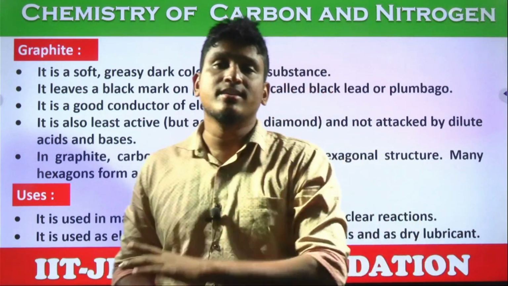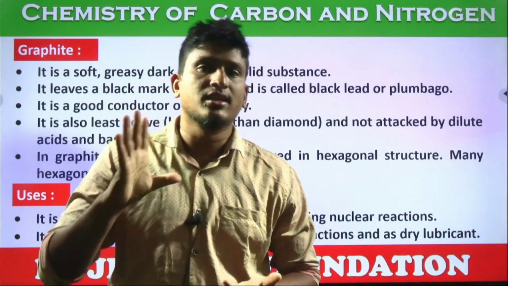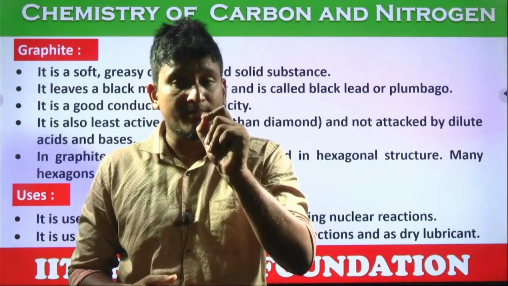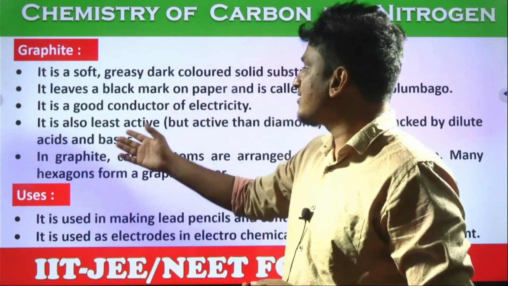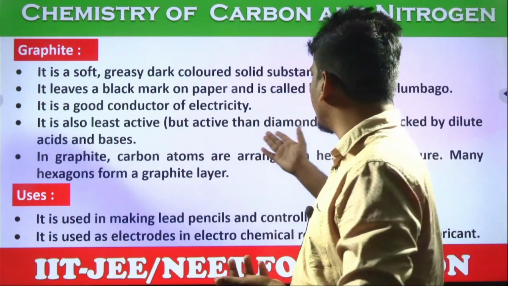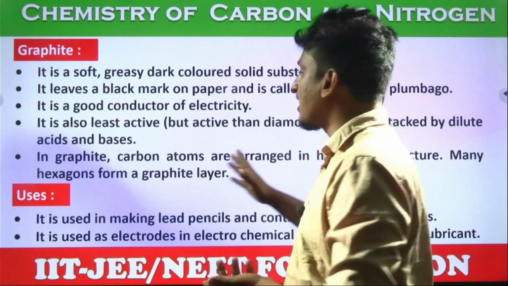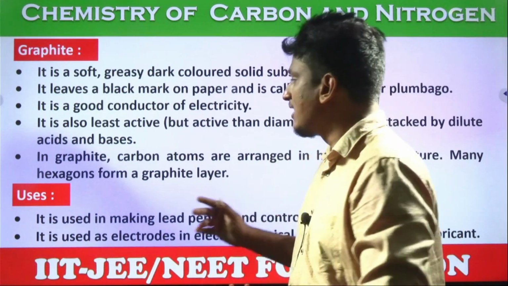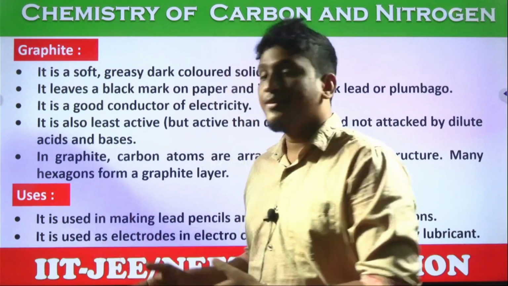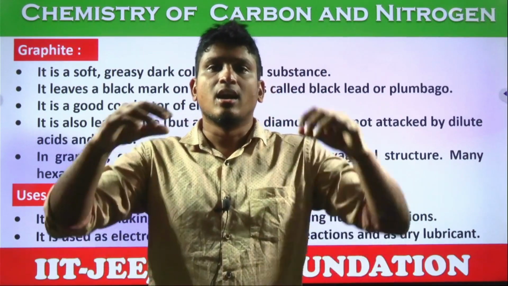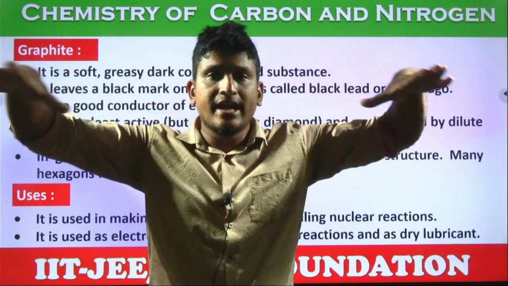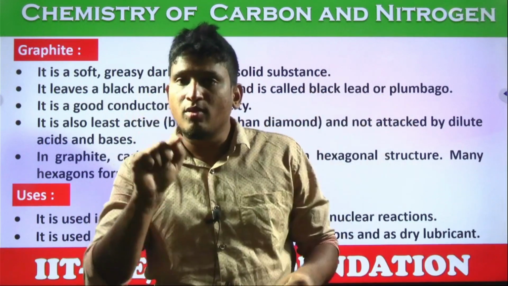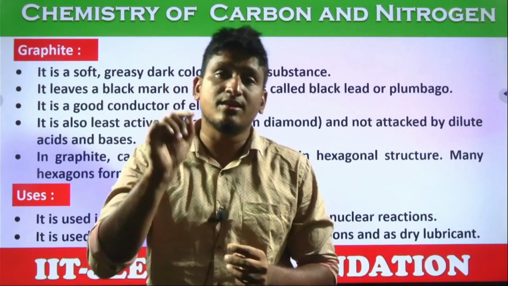This pi bond is the reason for the conduction of electricity, as well as why it leaves a mark on the paper, because this pi bond can easily break. So it is also least active, but more active than diamond, students. It is not attacked by dilute acids or bases. In graphite, carbon atoms are arranged in a hexagonal structure. Many hexagons form a graphite layer, so all the carbons are arranged in layers, and between the layers there is one pi bond. This weak pi bond is the reason for the conduction of electricity.